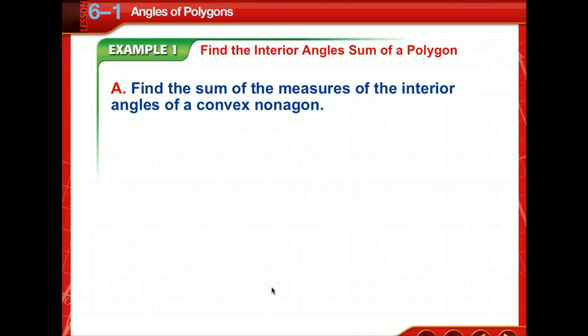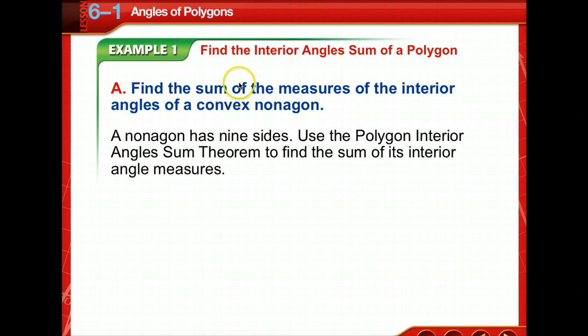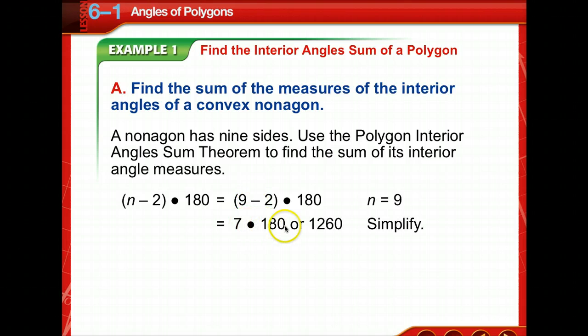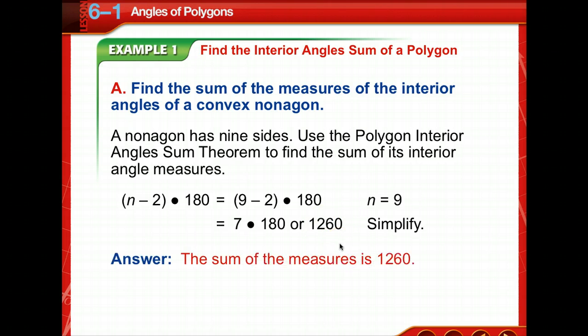You can use the polygon interior angle sum theorem to find the sum of the interior angles of a polygon and to find missing measures of polygons. So we're to find the sum of the measures of the interior angles of a convex nonagon. How many sides does a nonagon have? Well, it has 9 sides. So we're going to use the polygon interior angle sum theorem to find the sum of its interior angle measures. A nonagon has 9 sides. 9 minus 2 is 7 times 180. So the sum of the interior angle measures is 1,260.